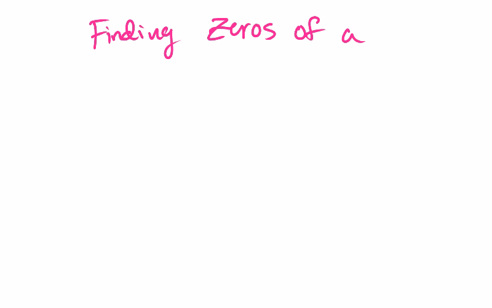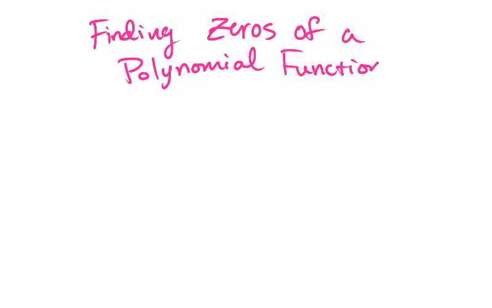Alright, this video is going to be on finding zeros of a polynomial function. And the way that we're going to find the zeros of the polynomial function, at least for now, is by factoring.